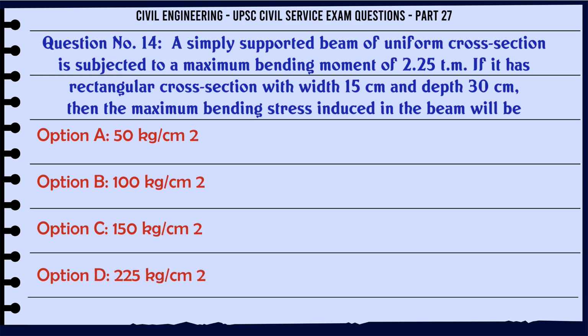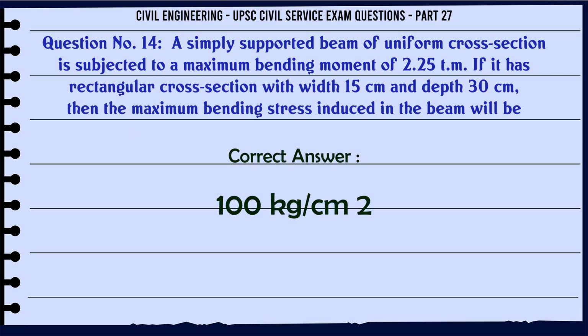If it has rectangular cross-section with width 15 cm and depth 30 cm, then the maximum bending stress induced in the beam will be A. 50 kg/cm², B. 100 kg/cm², C. 150 kg/cm², D. 225 kg/cm². The correct answer is 100 kg/cm².